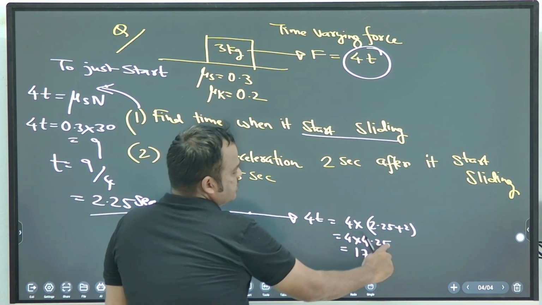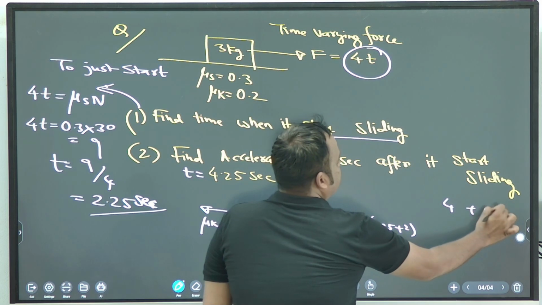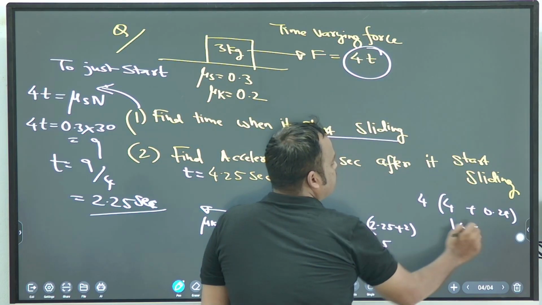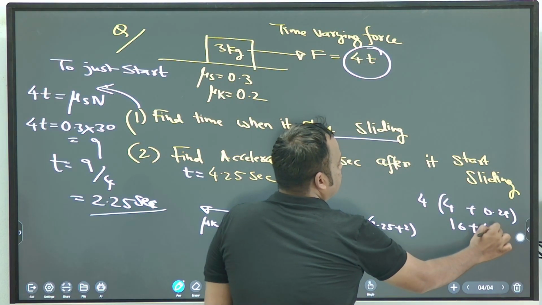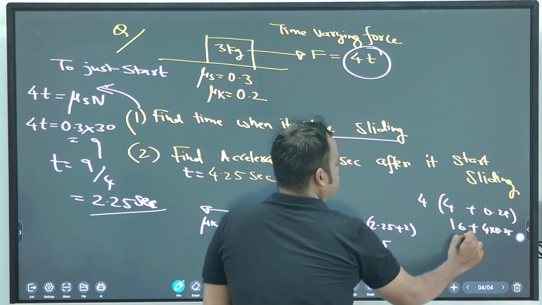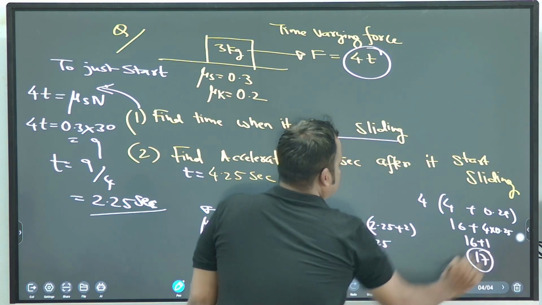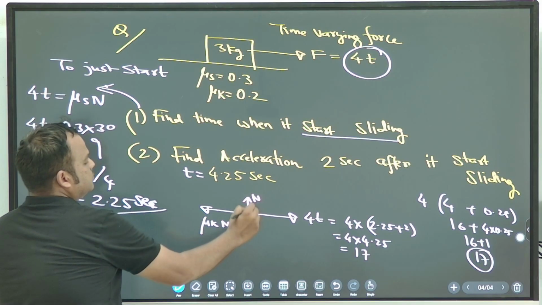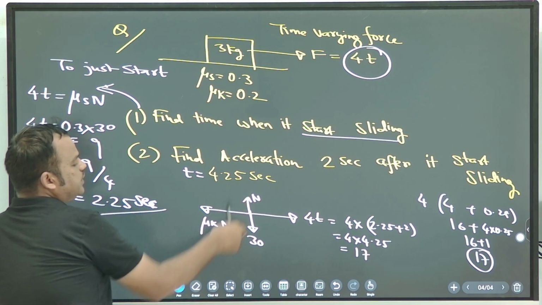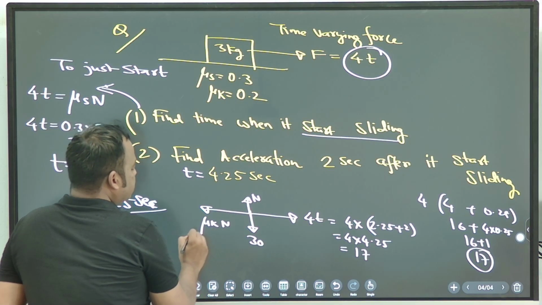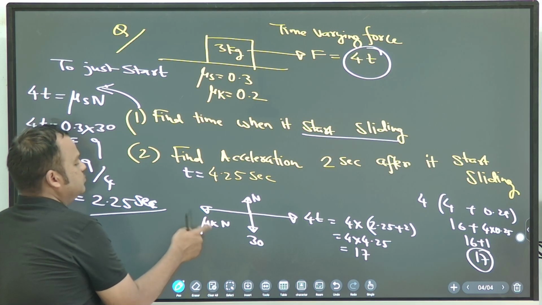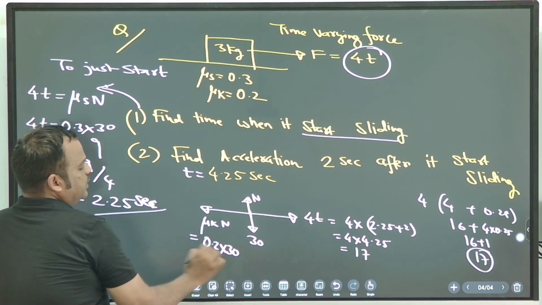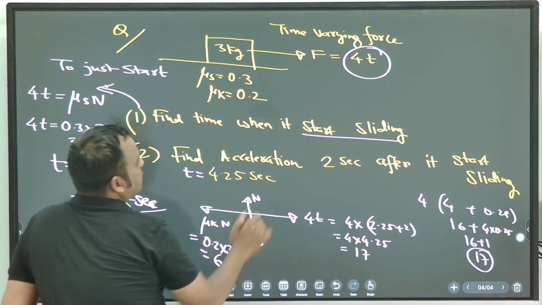You can separate the 0.25 here: 4 plus 0.25. Like this you can solve. 4 into 4 is 16, plus 4 into 0.25 is 1. 16 plus 1, 17. So external force is 17. Normal is 30. And friction force, tell me how much? Mu k n. 0.2 into 30, how much? 6.